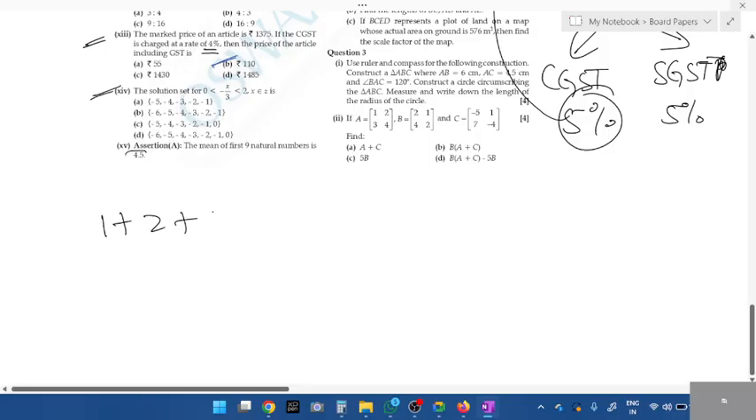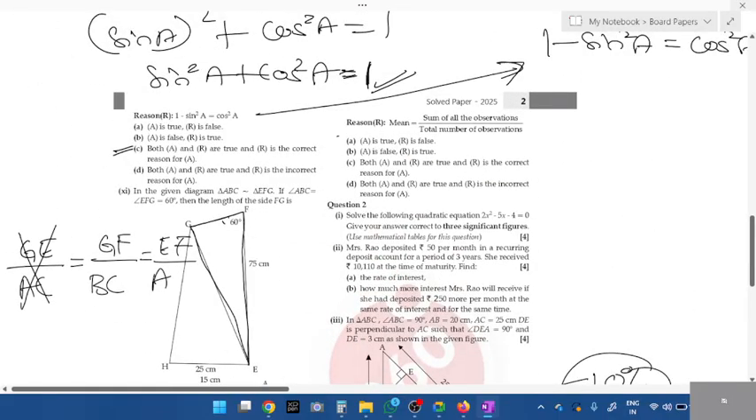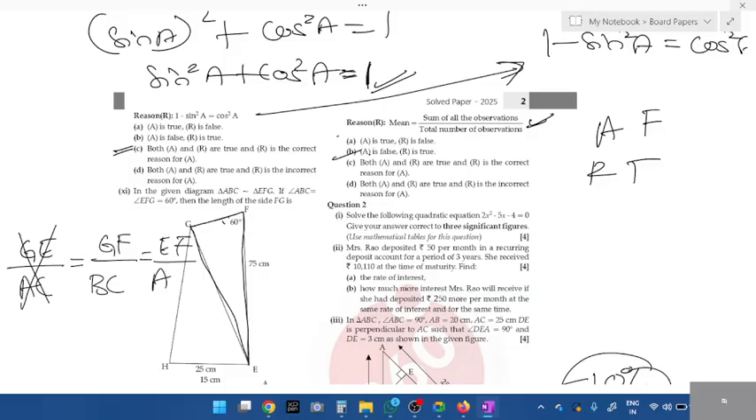5. But what's the answer given here? Is it true or false? Assertion is false. Let us check the reason, what they've given. Is the reason true? Is the formula correct? Yeah, the formula is correct. Therefore, A is false, R is true. A is false, R is true. Which option? Second one. A is false, R is true. Second option. Is it clear, students? MCQ, got to know what kind of MCQs they ask?